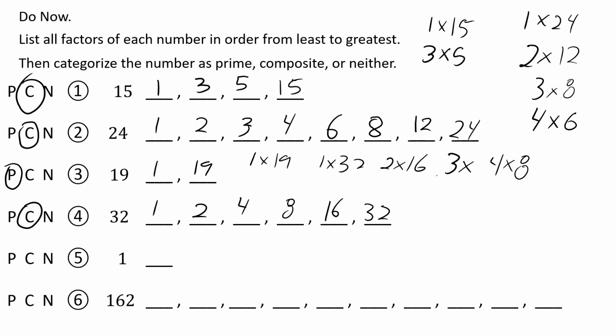So that is composite because there's more than 2 factors. But notice if I'm not certain, I try 1, then I try 2, then I try 3, then I try 4. Right, I go in order.